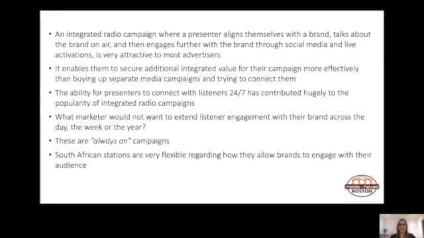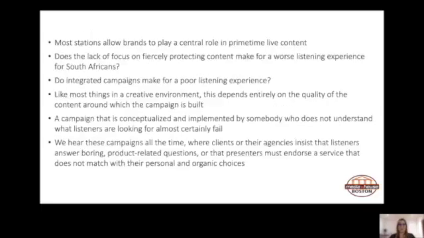South Africa has very few commercial radio stations per person compared to other international markets. For example, the United Kingdom supports around 300 commercial radio stations, whereas South Africa only has 30 to 35 commercial radio stations, even though the population of the UK is very similar to that of South Africa. So this has led to South African radio stations becoming very flexible with regards to how they allow brands to engage with their audiences. Most stations allow brands to play a central role in primetime live content.